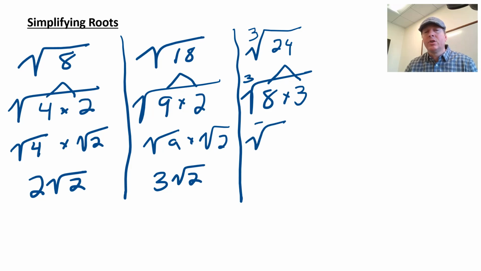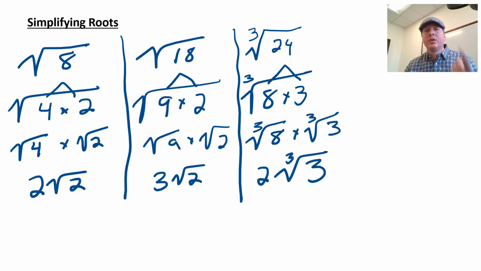Well, that's the same as what? The cube root of 8 times the cube root of 3. The cube root of 8 is 2. The cube root of 3 is the cube root of 3. So the cube root of 24 can be rewritten as 2 times the cube root of 3. And one last example here.